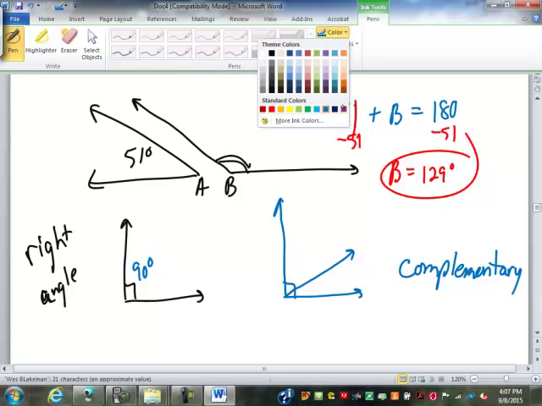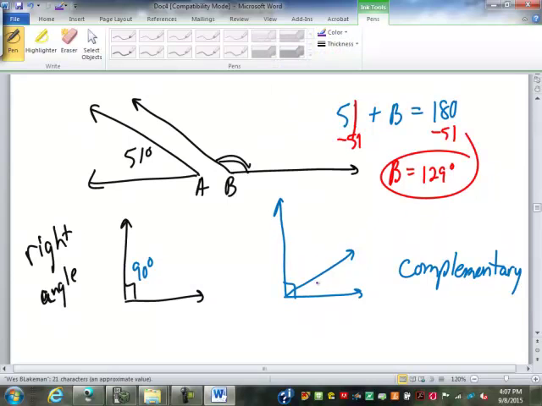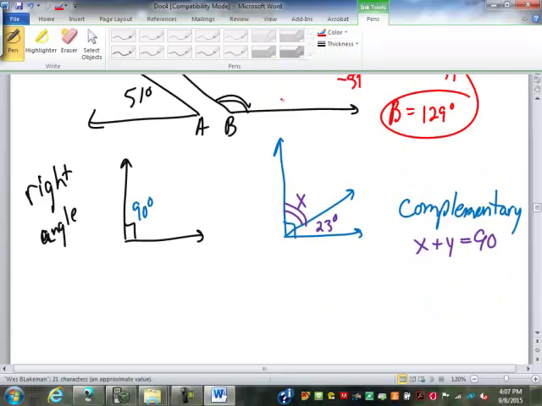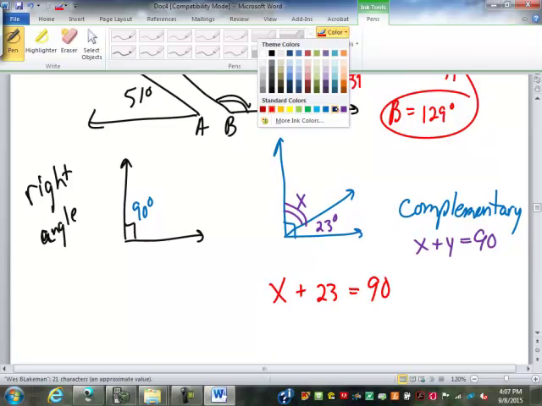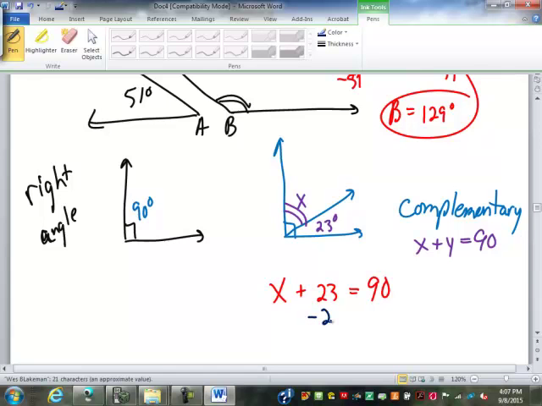If I happen to know that this angle here is 23 degrees, what does this angle here have to be? Well, again, the definition of complementary is x plus y adds up to 90. So now this is going to be x plus 23 adds up to 90. To solve it, we need to subtract 23. X equals 67 degrees.